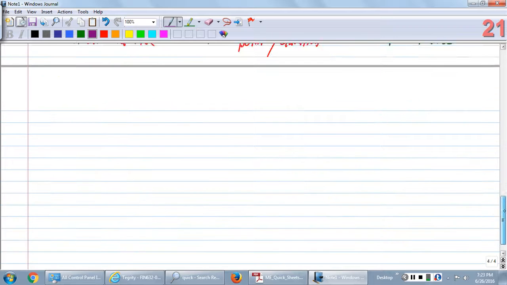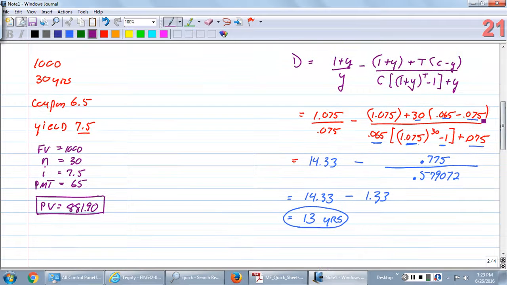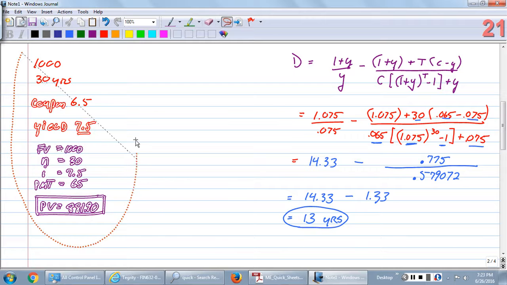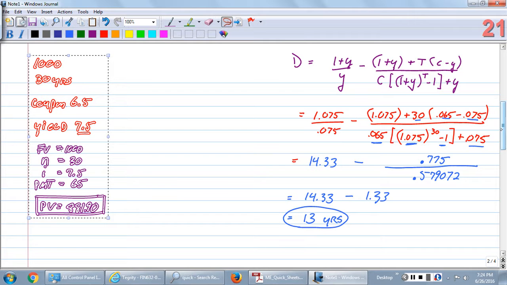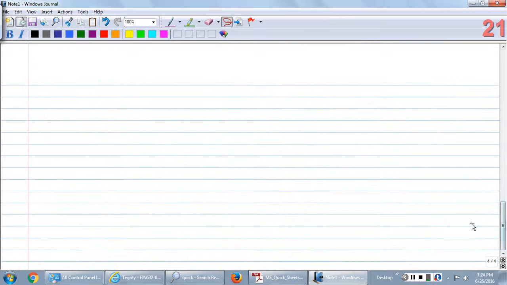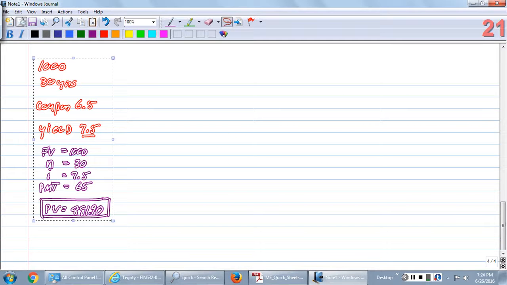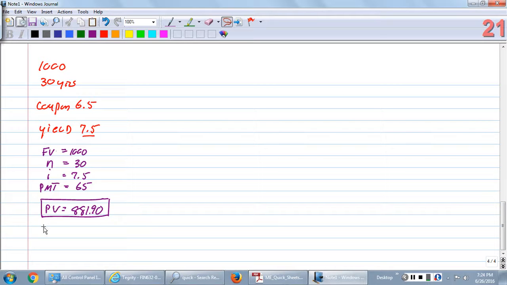Let me see what I had over here. I'm going to grab this just so we'll be familiar. Copy. And remember our duration that we have just solved for. I'll write it over here. We solved for duration, and it was 13 years. Okay, so now let me show you another application of duration.